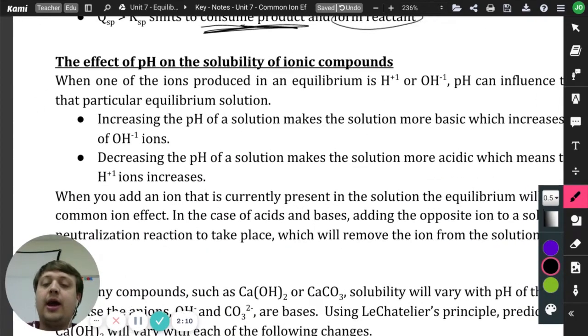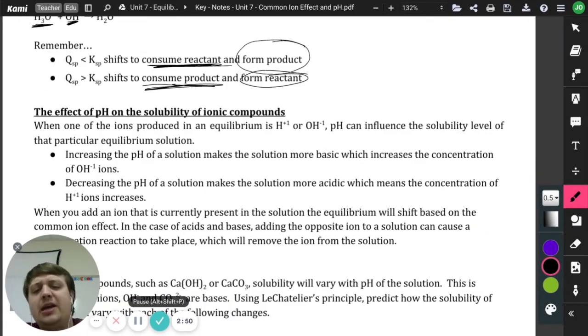All right? Now, the effect of pH on the solubility of an ionic compound. First thing, when one of the ions produced in an equilibrium is a hydrogen ion or a hydroxide ion, pH can influence the level of solubility of that solution. Okay, so if I've got a hydrogen ion or a hydroxide ion that's being produced, pH can affect my solubility. All right, so let's look at what it will do.